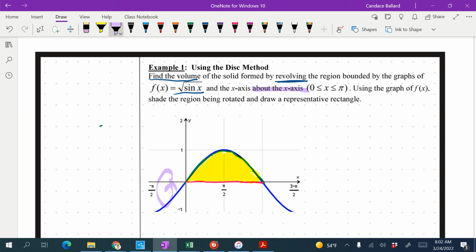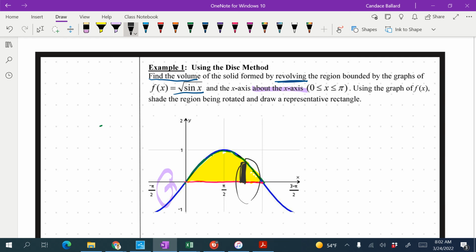And that's important because that's going to change periodically. It won't always be the x-axis. It says to shade the region, which we did. You don't have to do that. And then to draw a representative rectangle. You can either just draw a vertical line, or if you really want to draw a rectangle, that just helps you visualize that that's going to be the rectangle that turns into the disk that's being revolved around.